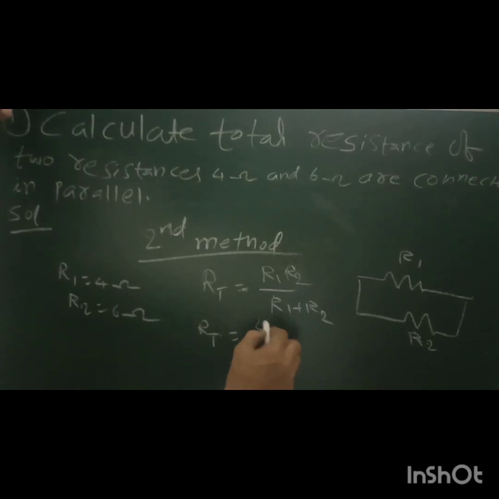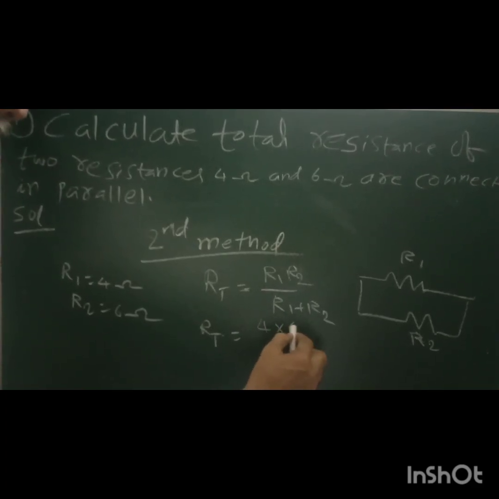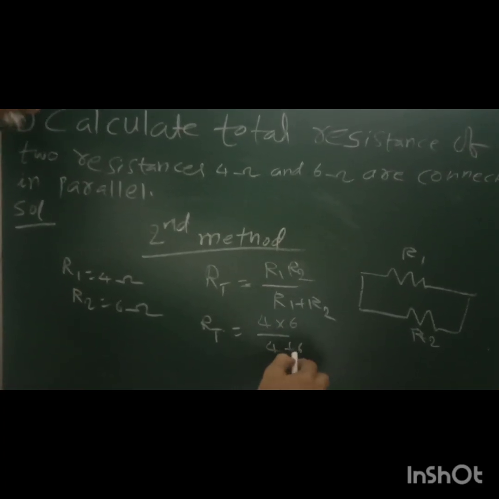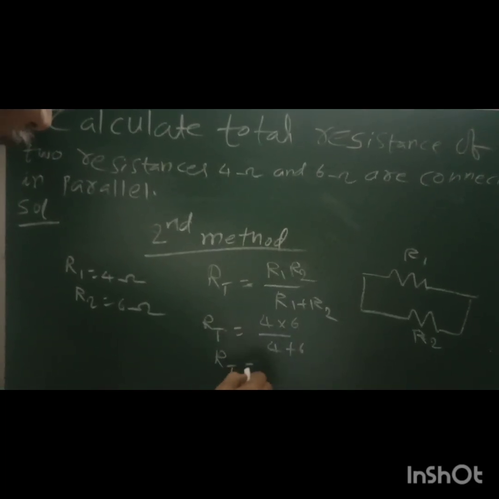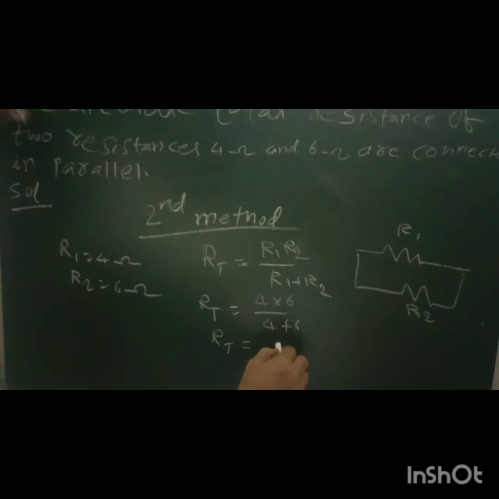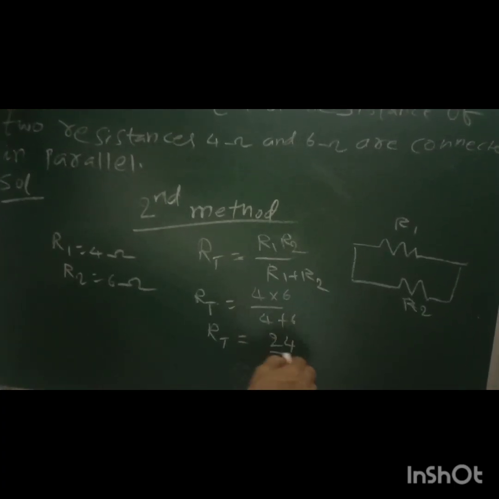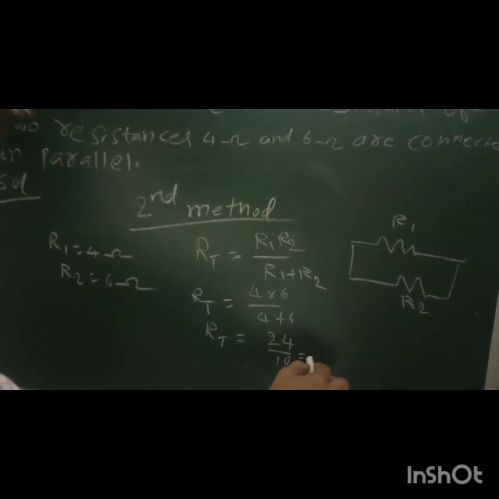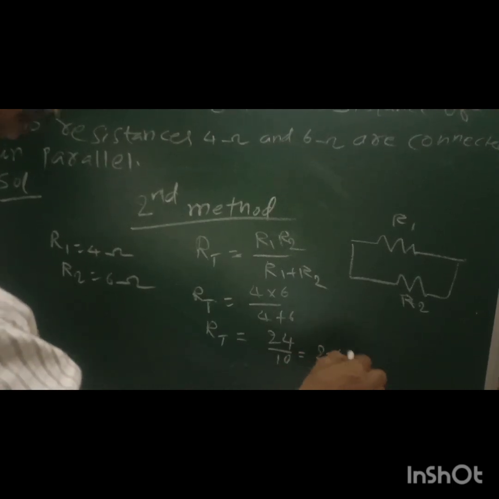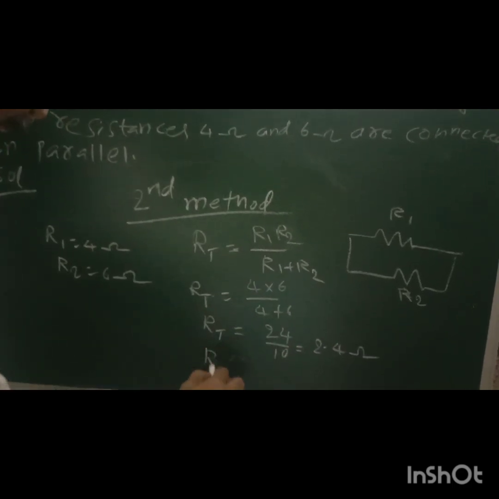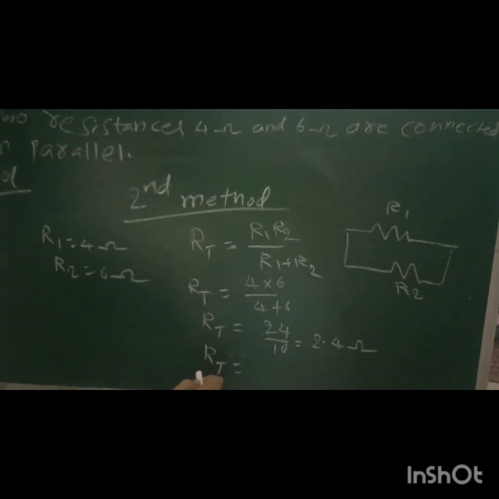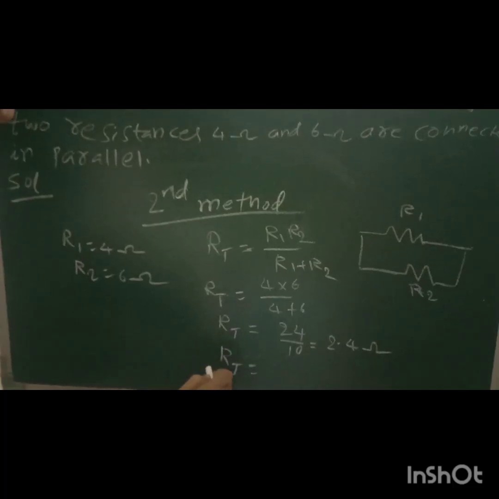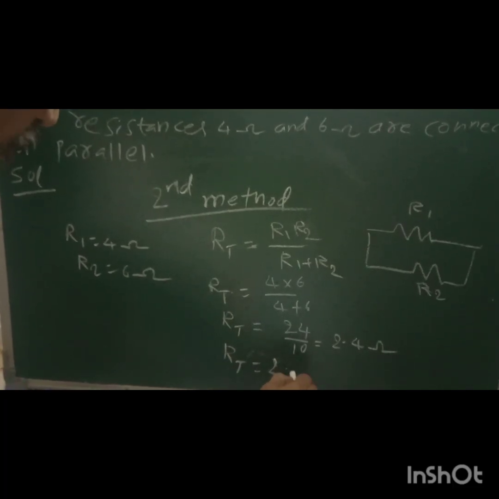What is R1 here? 4, into R2 which is 6, by 4 plus 6. R1 is 4, R2 is 6. So RT is equal to 4 into 6 which is 24, by 4 plus 6 which is 10. So 24 by 10 is equal to 2.4 ohms. Total resistance of 4 ohm and 6 ohm connected in parallel, equivalent resistance RT, is equal to 2.4 ohm.